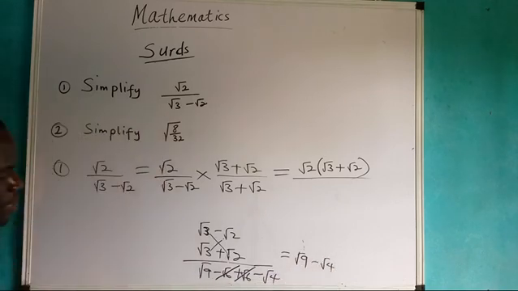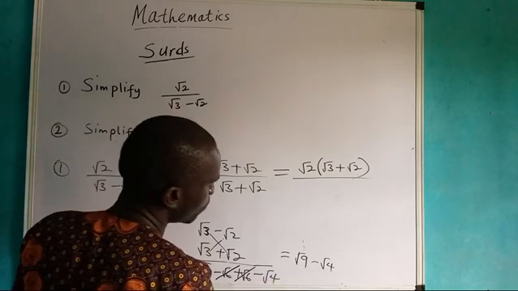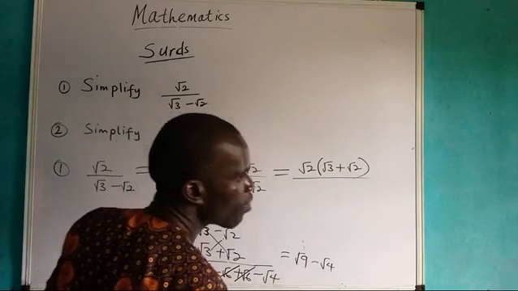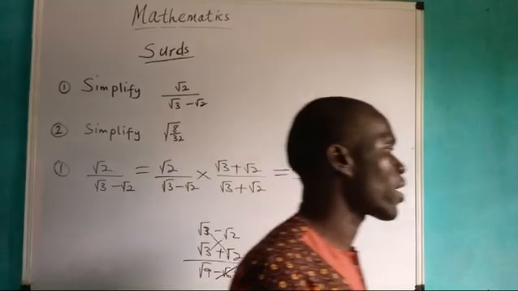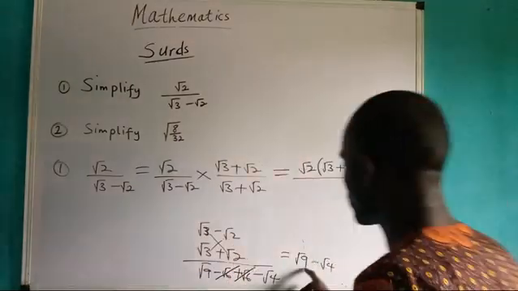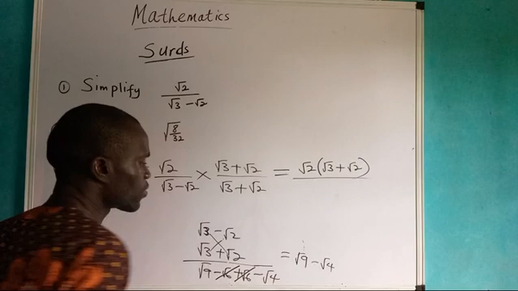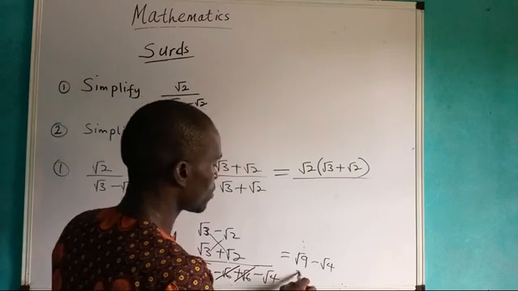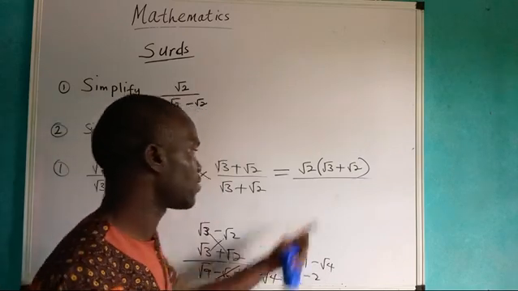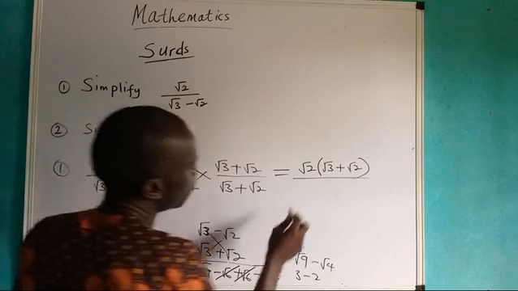That's what we are saying there. Root 9 is a perfect square, root 4 is also a perfect square. Therefore, what can we do at this point? Root 9 is going to be 3, root 4 is going to be 2. So it becomes 3 minus 2. At this very point, I can as well still put it this way.